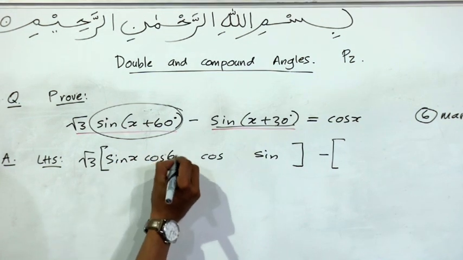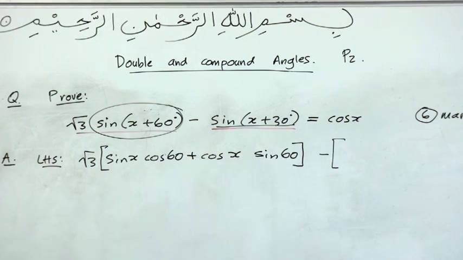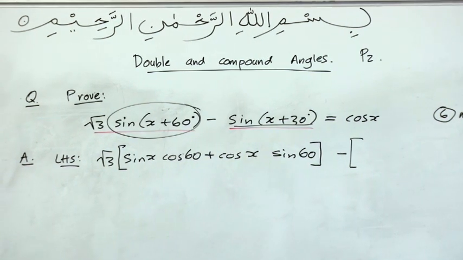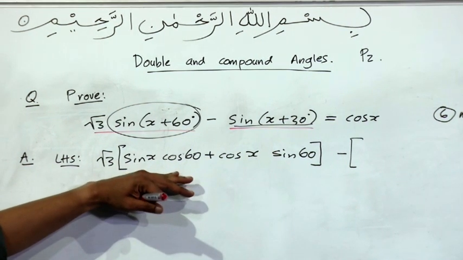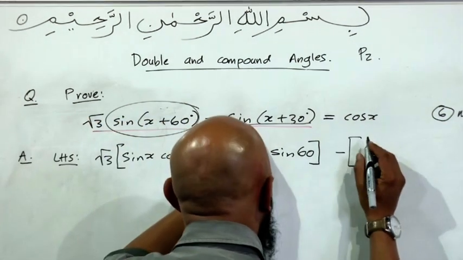So we're going to say x, 60, and the sine stays the same. And there we go, we leave it just as that. We've now completed the first component, we're now going on to the second component: minus sine x plus 30.